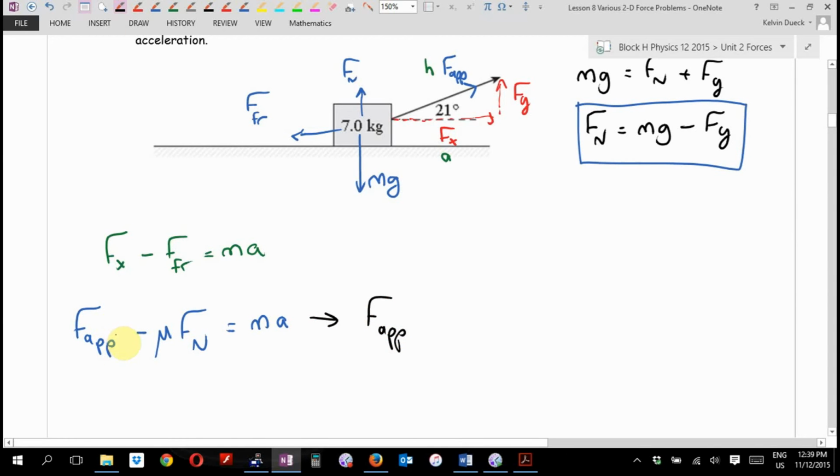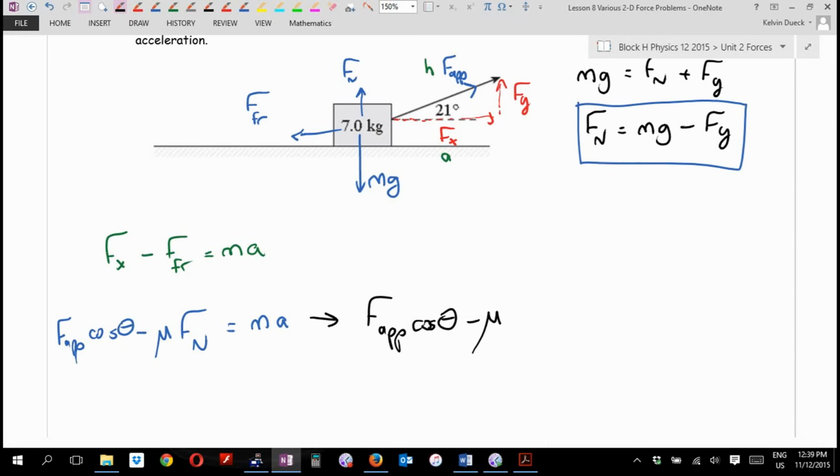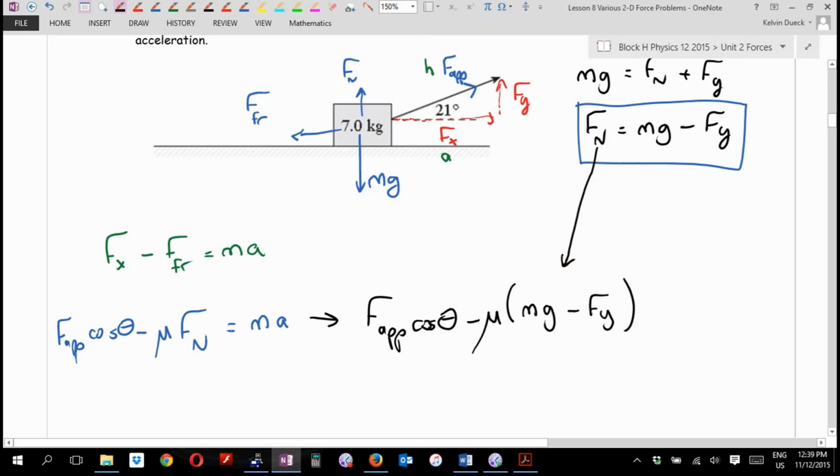Sorry, I wrote F applied. Fx is going to be F applied. Good gosh, Mr. Duke, you made a dumb mistake. It's going to be F applied. I said of course it is, and I forgot to write the cos. That was dumb. Minus mu. I think I'm going to have to use brackets here because this whole thing is the normal force. That equals MA.